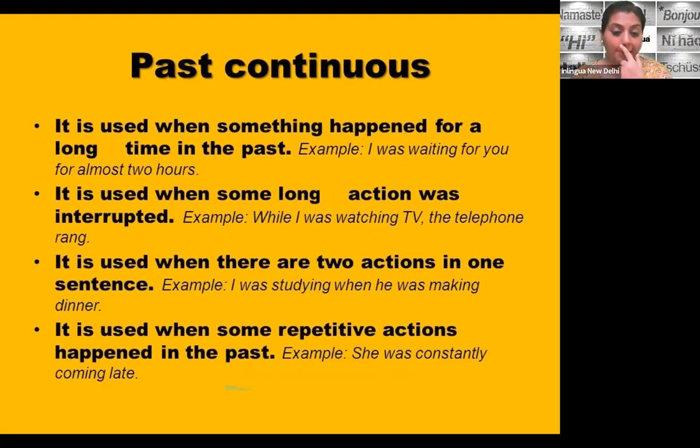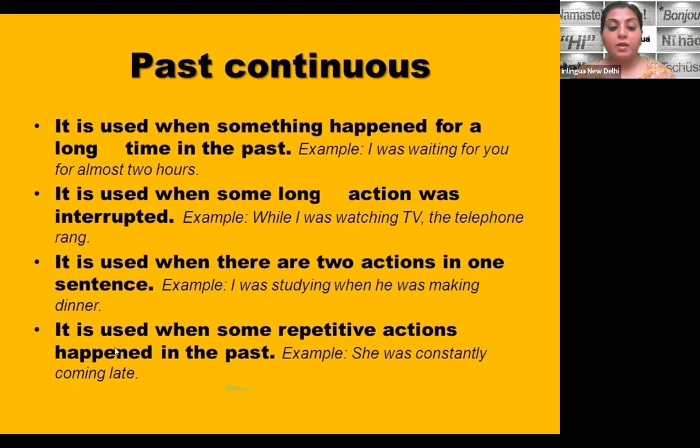In the third scenario, we use it when there are 2 actions in one sentence. For example, I was studying when he was making dinner. I was studying is one action. He was making dinner is another action. Both the actions are long. How do we connect them? With the past continuous tense, using the words when and while. I will be talking about these words in detail. But basically, the third usage of past continuous tense is when there are 2 actions in one sentence.